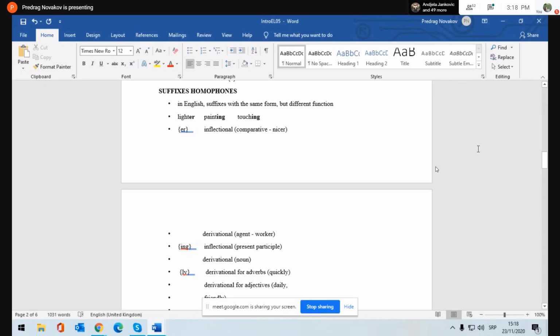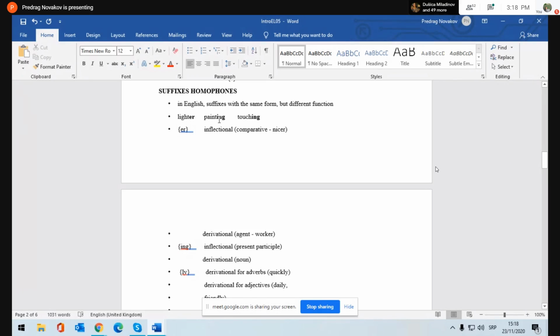This lighter could actually mean two things. Which two things? Lighter, which you use for a cigarette. Yes, lighter of a cigarette, and lighter as a comparative. So er could be er in lighter, like a lighter for a cigarette, or lighter as an adjective comparative.